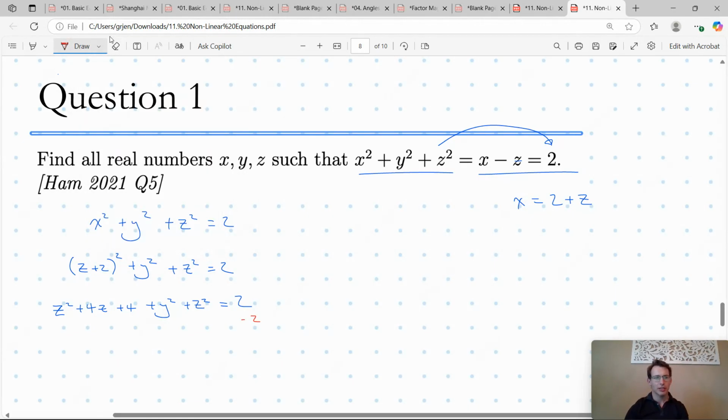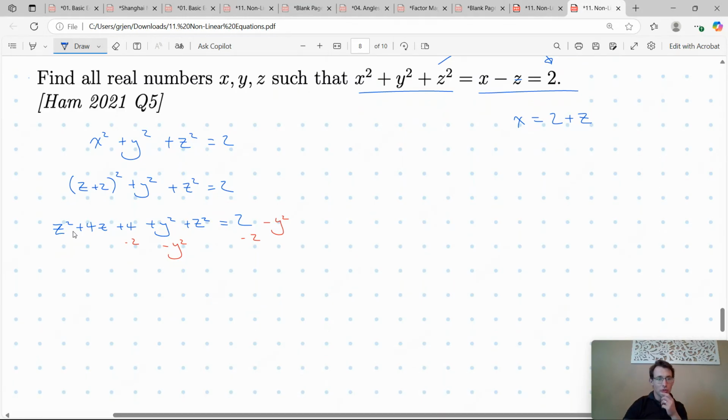Subtracting 2 from both sides, and let's also subtract y squared from both sides. We're going to isolate the z's from the y's. This is another good practice. We didn't get here yesterday, so we're going to get here now. Move all your y's to one side and your z's to the other. It's great. All right, let's see what we get. We get 2z squared plus 4z plus 2 equals negative y squared. Now note, negative y squared is always negative because y squared is always positive unless y is 0.